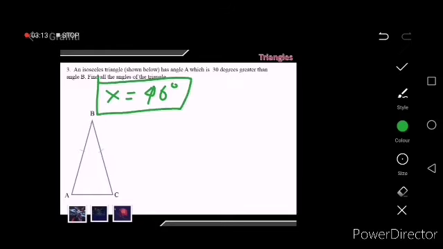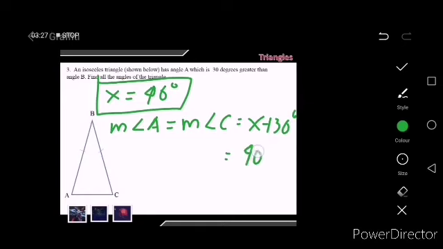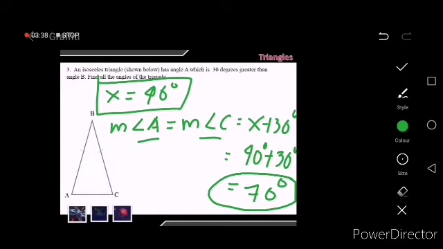Pero hindi yan yung sagot natin. Ang pinapahanap sa atin, measure ni angle A na equal naman sa measure ni angle C. So, alam natin na ito ay equal sa x plus 30 degrees. Now, since x is 40, i-add natin sa 30. Ano yung measure ng angle A at saka angle C? Yes, 70 degrees. Silang dalawa.